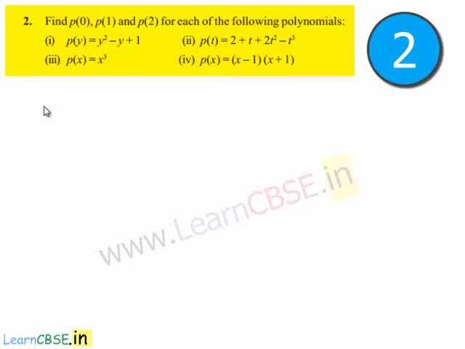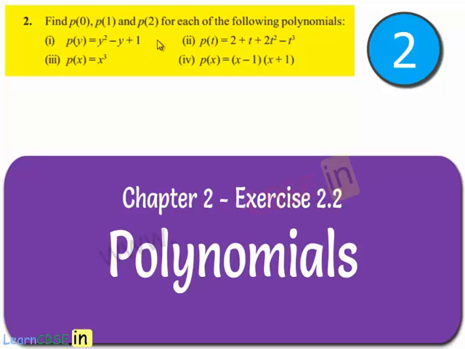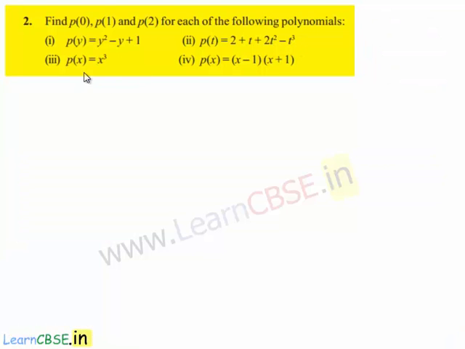Moving on to the second problem, find p of 0, p of 1 and p of 2 for each of the following polynomials. We are being given 4 polynomials. P of y is equal to y square minus y plus 1, p of t is equal to 2 plus 2 t square minus t cube, p of x is equal to x cube, and p of x is equal to x minus 1 into x plus 1.